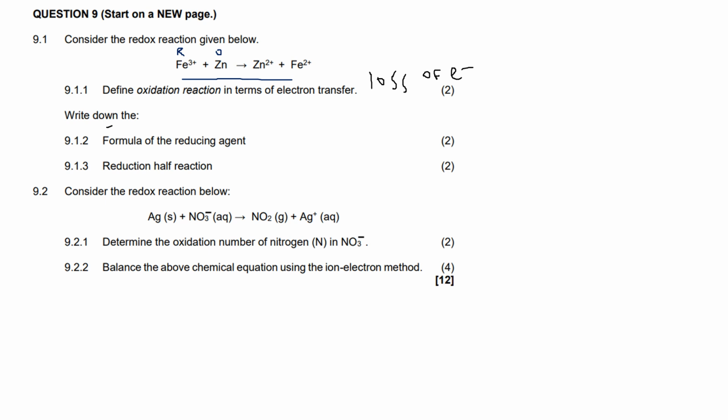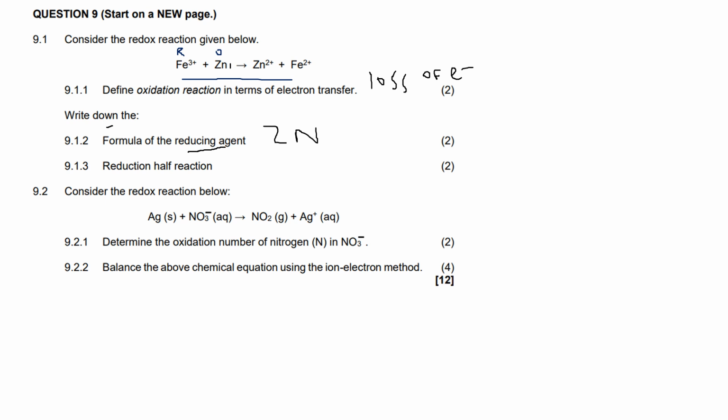Right down there, again, don't forget, whoever is undergoing reduction, that is the oxidizing agent. Whoever is undergoing oxidation becomes your reducing agent, like the previous question. Now you ask yourself, who's undergoing oxidation? It's zinc. Zinc is undergoing oxidation, therefore zinc will become the reducing agent. Whoever is undergoing reduction becomes the oxidizing agent.